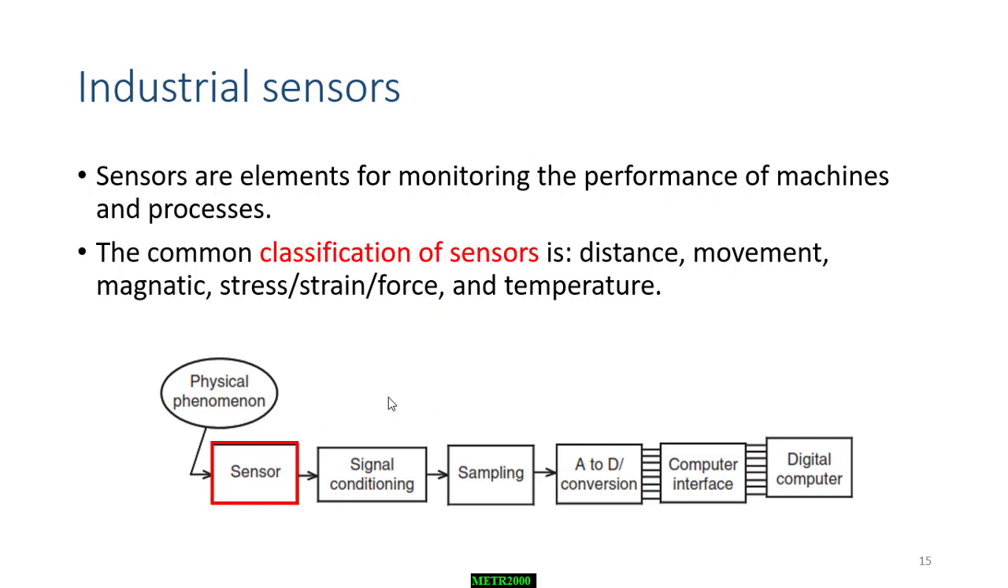Now, we are talking about analog to digital converters and digital to analog converters. But where do we get the analog signal from? We get the analog signals from the sensors. We have many different types of sensors. You have distance sensors, movement sensors, stress, strain, force, temperature sensors, many types of sensors. Here we are discussing some types of these sensors.